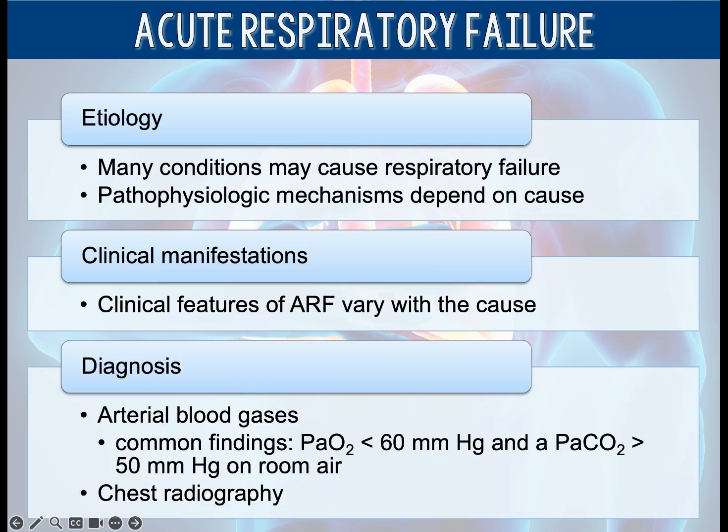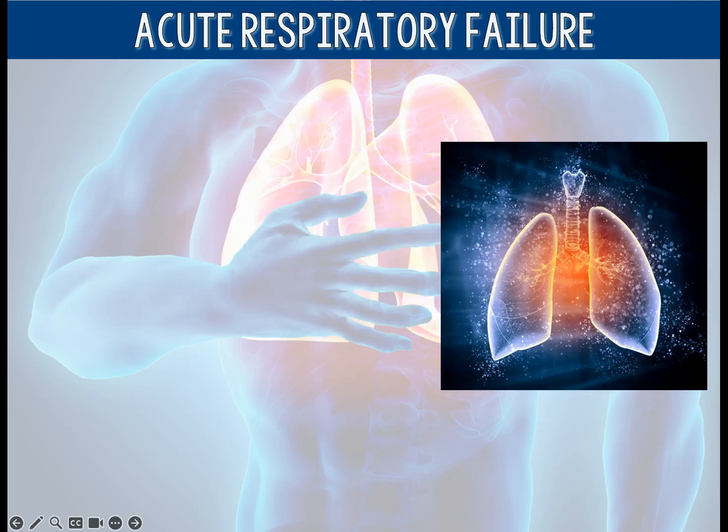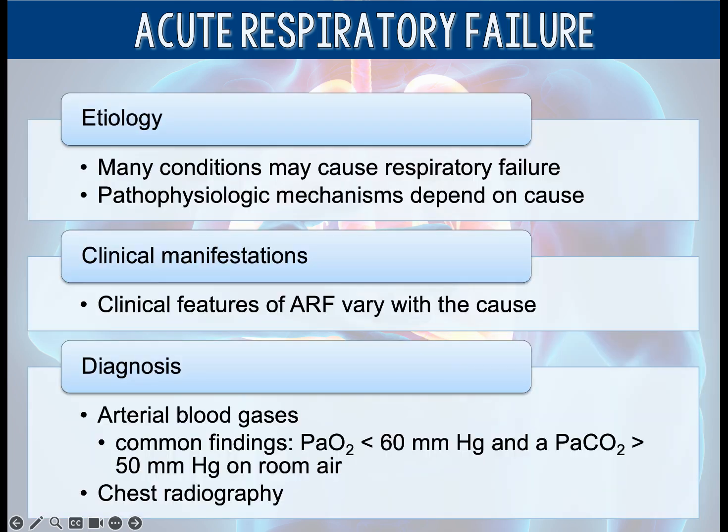How do we diagnose this? So we said that when you take arterial blood gases, the common findings are your PaO2 is less than 60 millimeters of mercury, and you have a PaCO2 of greater than 50 millimeters of mercury, and that's without any oxygen. And then also, we take a look at your chest x ray and see if it shows anything on there.